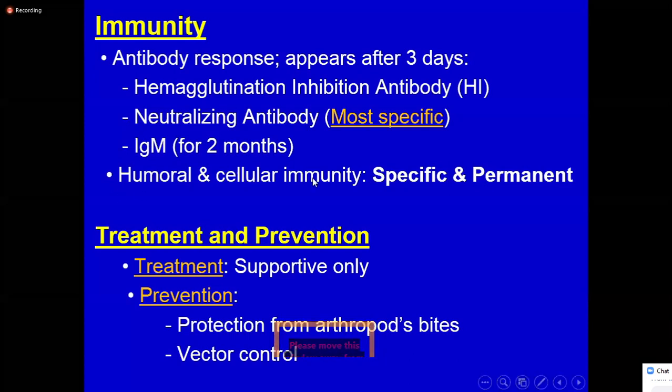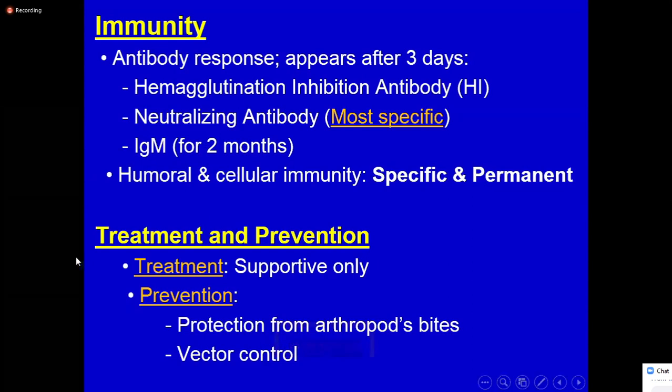Humoral and cellular immunity can share together in producing the specific and permanent immunity. Of course, cellular immunity will share because the viruses are intracellular. Once the virus goes inside the cells, the cell-mediated immunity will start to work. The cell-mediated immunity is mainly mediated by CD8 positive cells, which are cytotoxic T cells, in collaboration with CD4 positive cells.